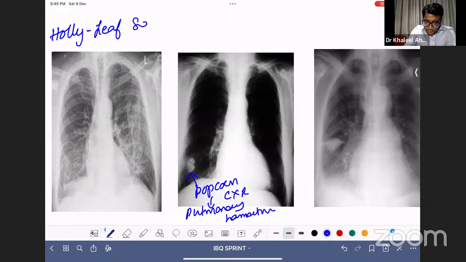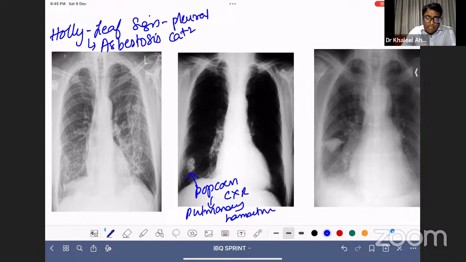Where do you see such a holly leaf sign? The holly leaf sign is a feature of asbestosis, pleural calcifications. Why do you say pleural? Because if it was lobar calcification, it would be limited to one lobe, either the upper lobe or the lower lobe. But here the calcifications are irregular and extending beyond the lobes, so it is not in any lobe particularly, it is in the pleura. These are called the holly leaf sign, a feature of asbestosis.